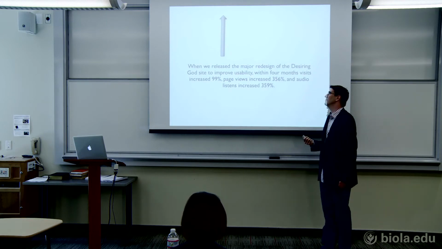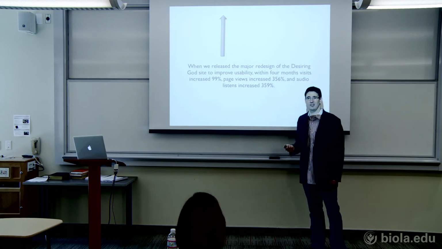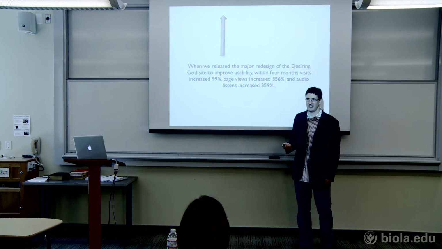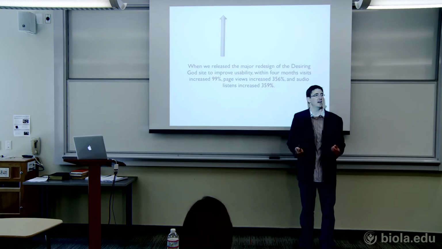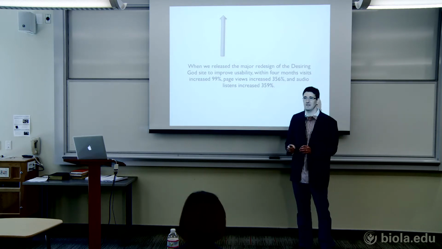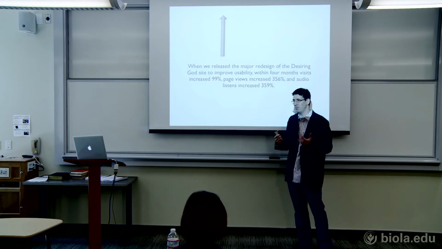When we released the major redesign of the Desiring God site in 2006, the major purpose of the redesign was to make the site more usable. We had all this content from John Piper, and his stuff is fantastic, super helpful, biblical. But the site wasn't very usable. So the aim of the redesign was to make it more usable. We researched how to make websites usable. We've had to learn it all ourselves. It was tough sledding, but we got it figured out.